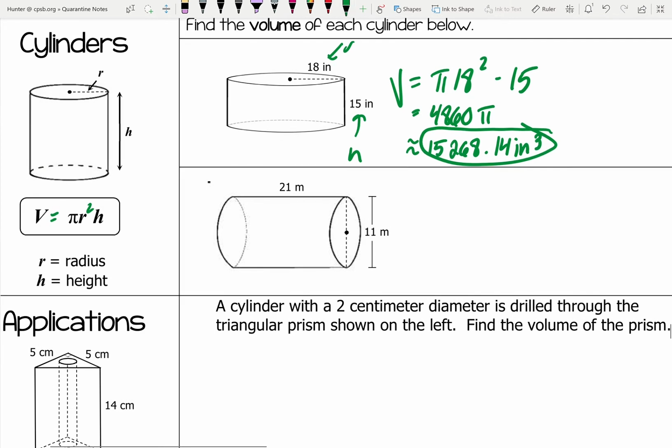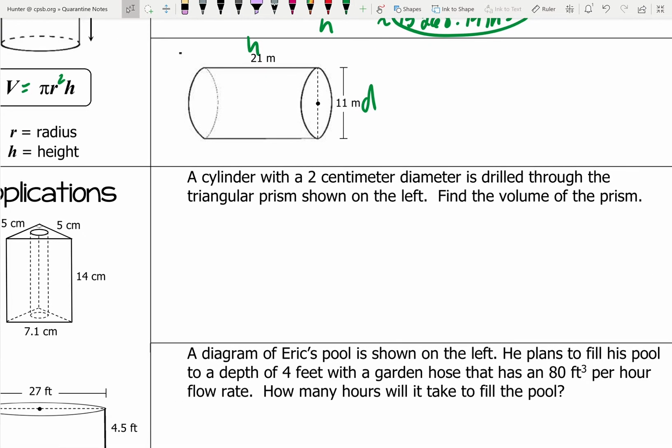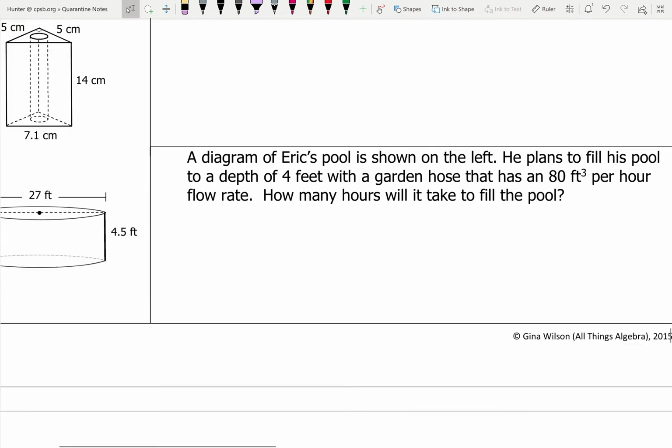For the next one, this is the height, but this time this is the diameter. To find the radius, you take the diameter and divide it by 2, okay? And that's how you would do that. I'll leave that one for you. Alright, applications. I will work the 2 application problems with you, then we'll be finished.